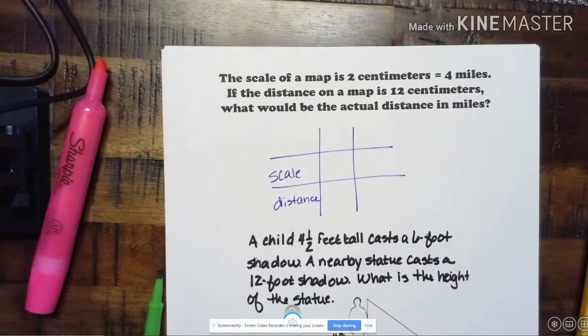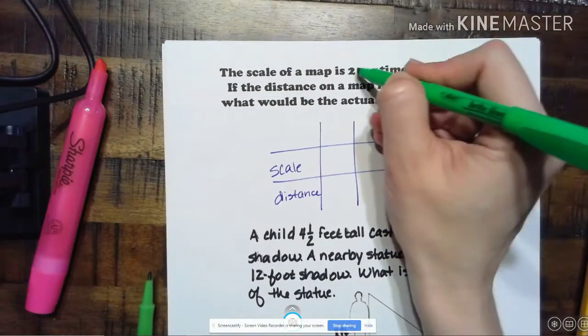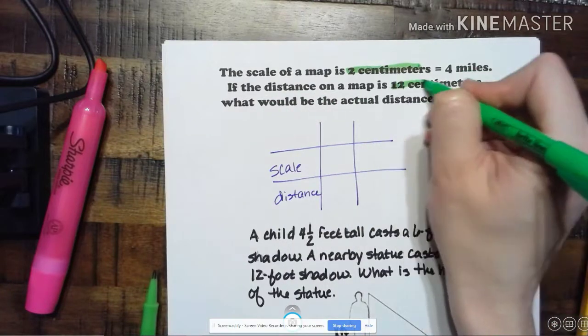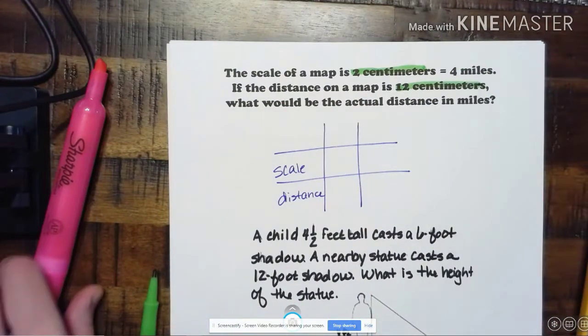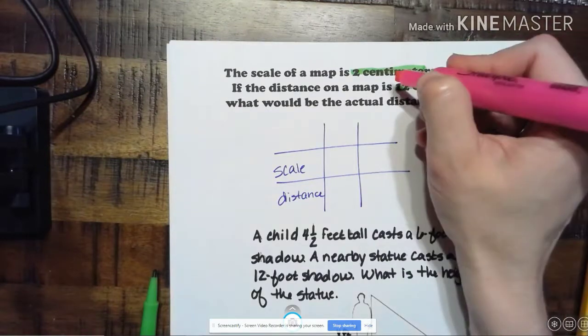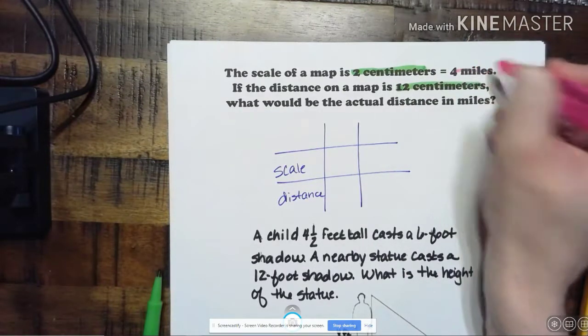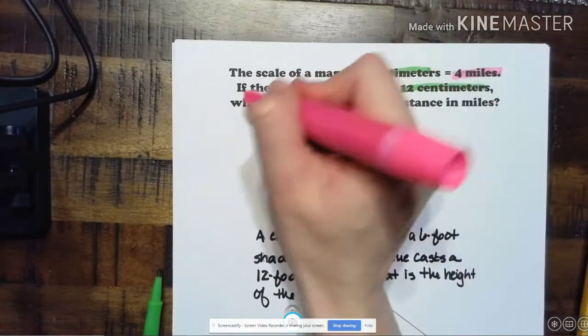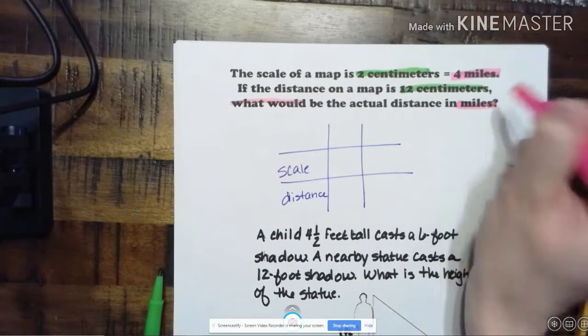All right, so the scale of a map is 2 centimeters, and the distance on a map is 12 centimeters. And so the scale of the map is 2 centimeters equals 4 miles. I want to know if it's 12 centimeters on the map, what would be the actual distance in miles.